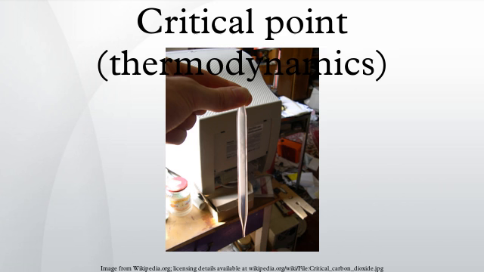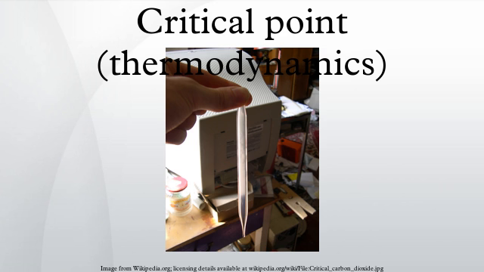History. The existence of a critical point was first discovered by Charles Cagniard de la Tour in 1822 and named by Thomas Andrews in 1869. He showed that CO2 could be liquefied at 31 degrees Celsius at a pressure of 73 atmospheres, but not at a slightly higher temperature, even under pressures as high as 3,000 atmospheres.